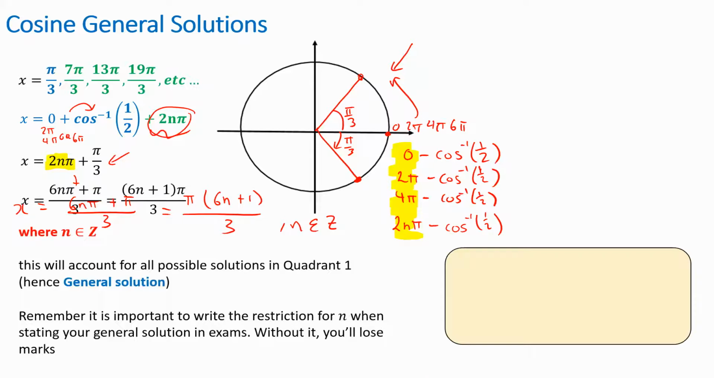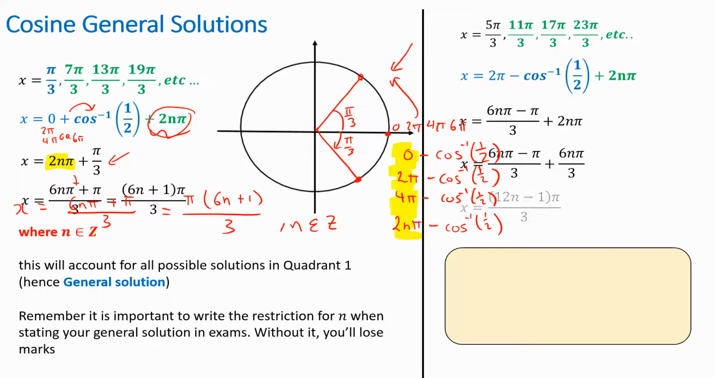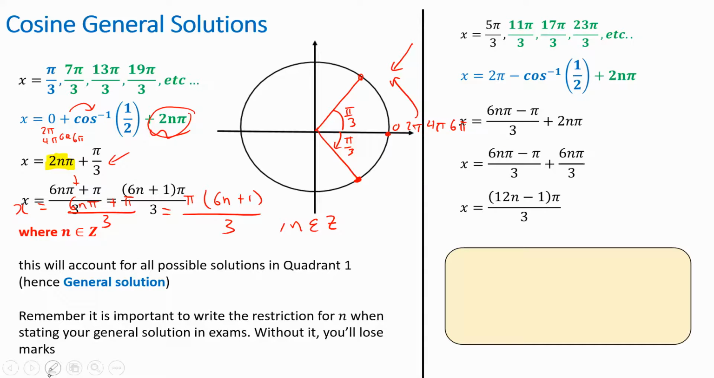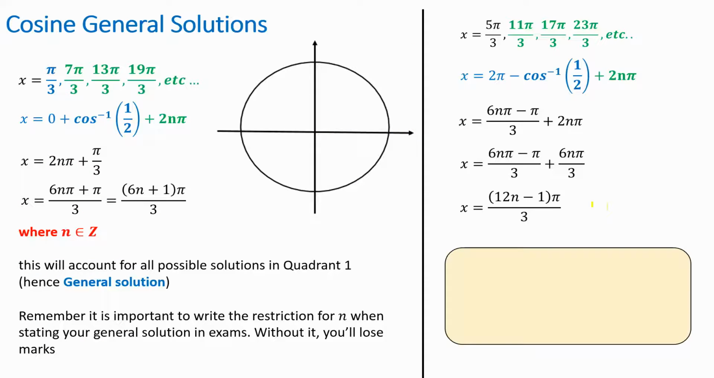Now, I want you to see that when we find the general solutions, we write them out as a collected fraction. This is for your fourth quadrant general solutions. This is for your first quadrant general solutions. Okay, so that's what I've shown you, that it was equal to 6n plus 1 pi on 3. And the next one, you follow the same thing, and you collect it. You get 12n minus 1 pi on 3. And the same thing again, it is for all n values as an element of Z. And that should account for every one of them.